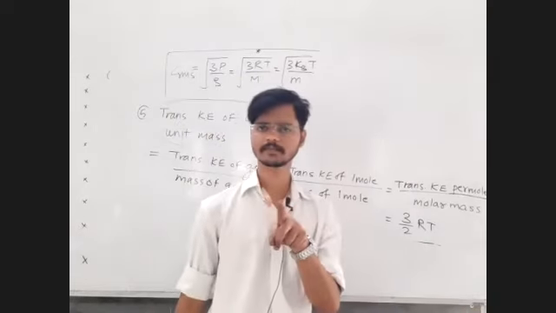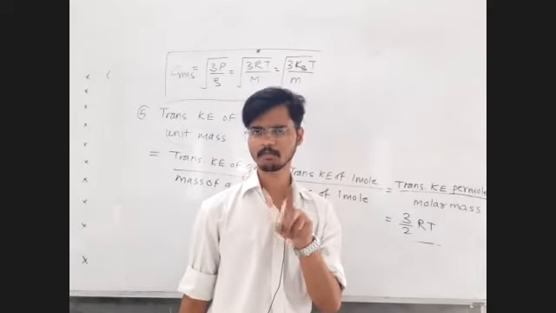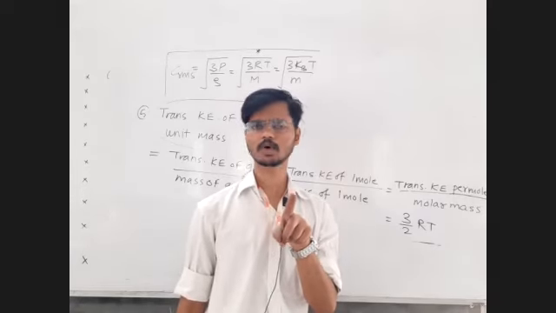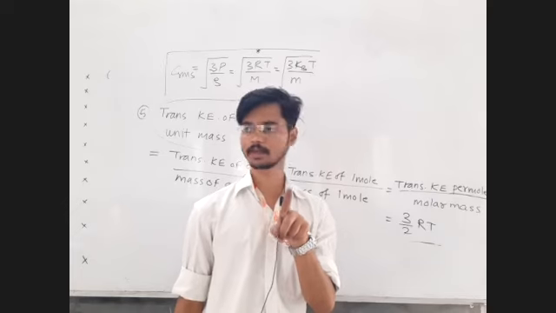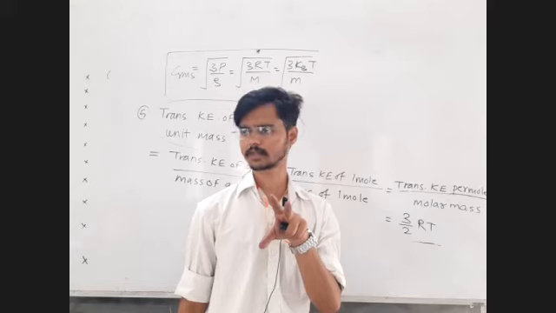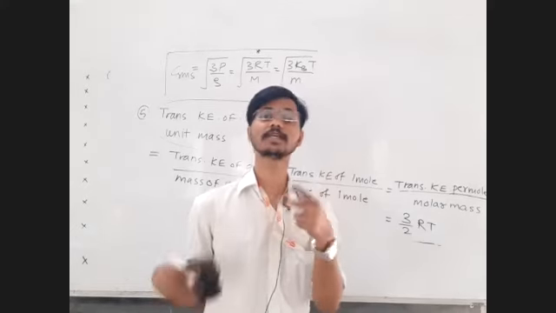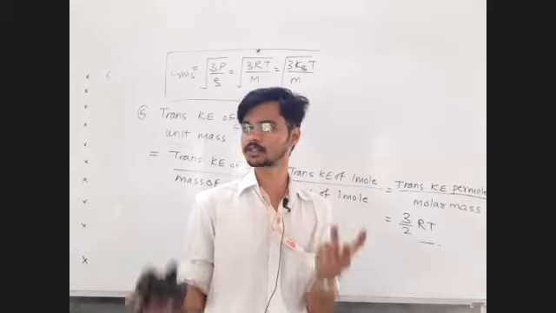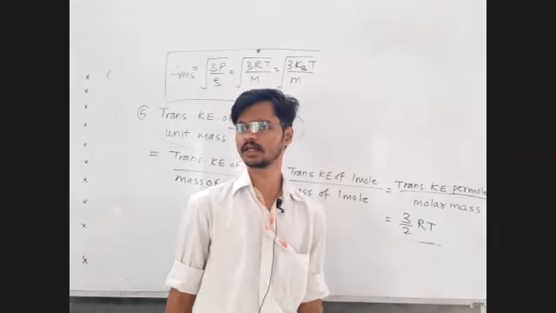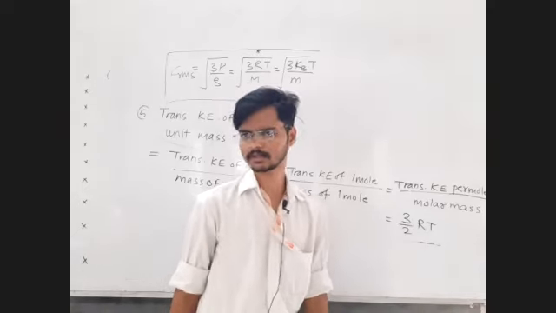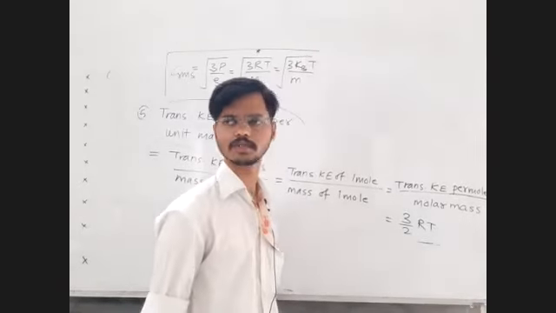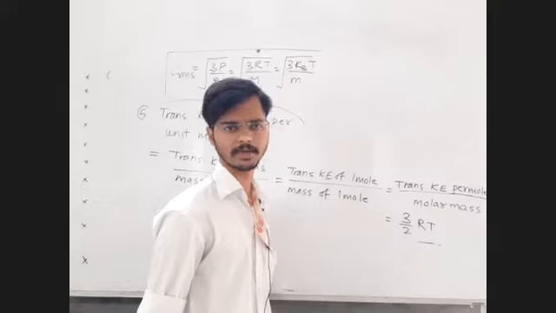So for gas it is PV, for a mole it is RT, for one molecule it is kBT. One molecule, 3 by 2 kBT. One mole, 3 by 2 RT. One gas means n moles. So n times kinetic energy of 1 mole. So n times 3 by 2 RT. So 3 by 2 nRT. 3 by 2 nRT is 3 by 2 PV. So for gas PV, for one mole RT, and for one molecule kBT.